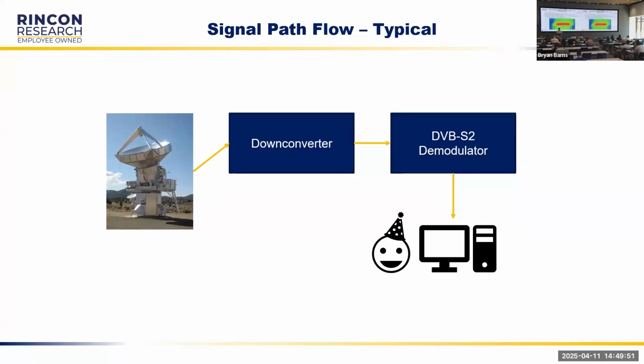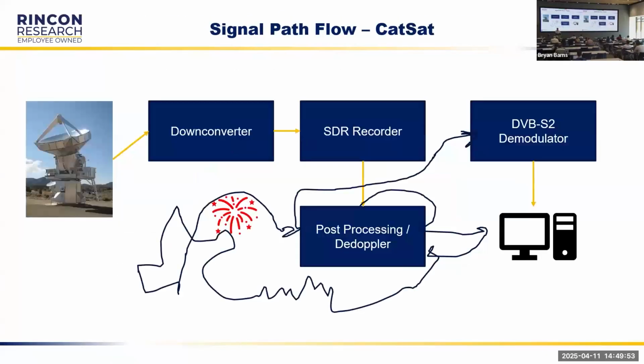And so going back to what I said about here, this is CatSat's signal path flow. You start the same. You have RF going into your down converter. You condition it, you filter it, you down convert it, and then it goes into a Rincon, what we call a DLSR, but it's an L-band software-defined radio that we make, and it can do super wideband stuff. And that gets stored for later.